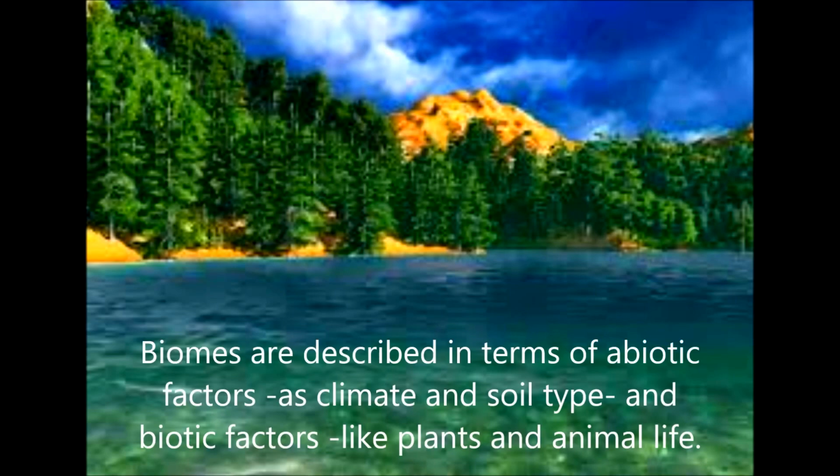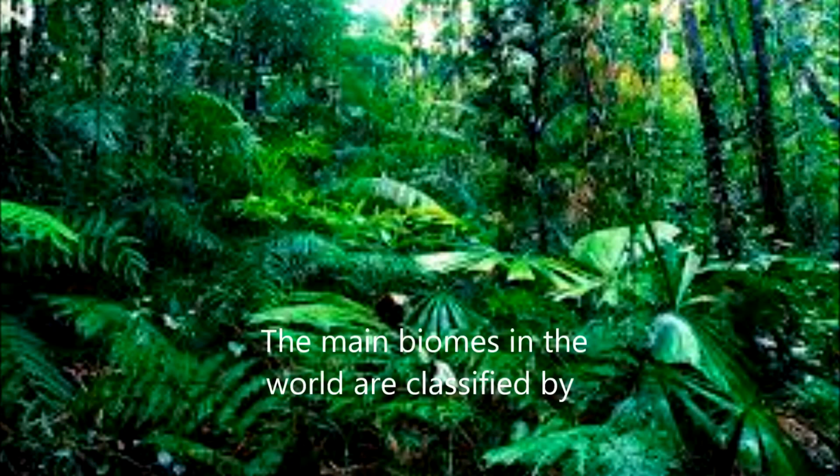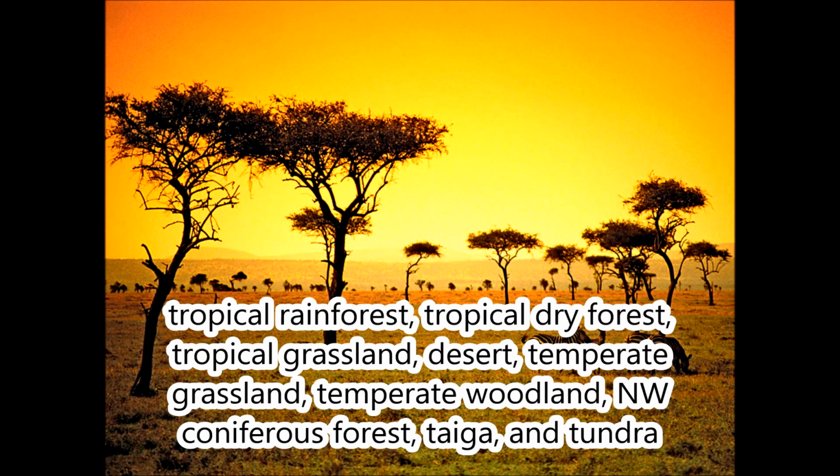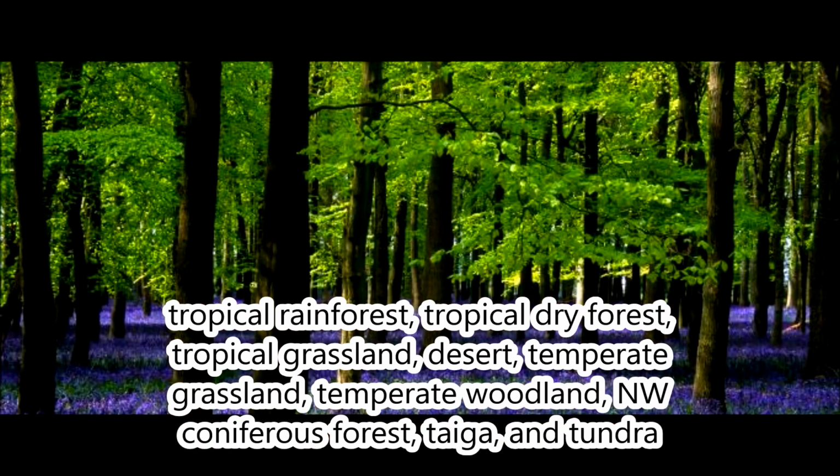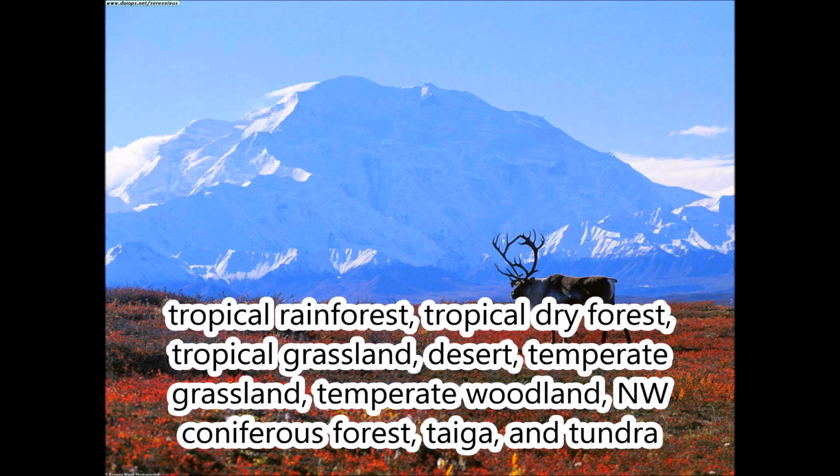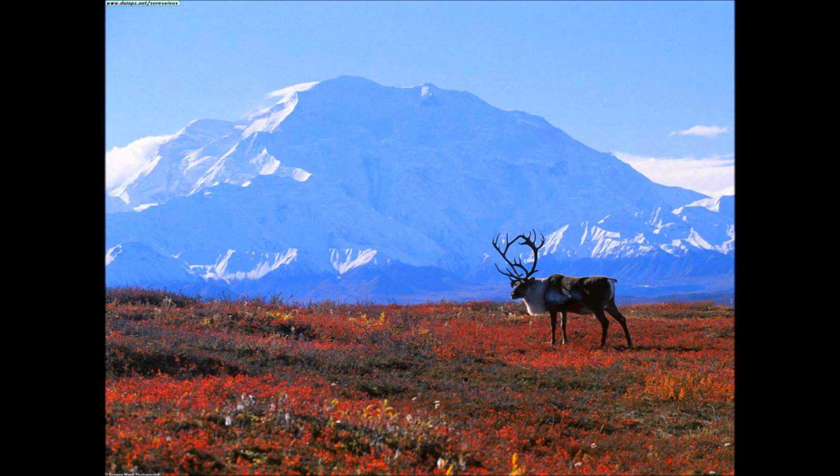Biomes. Biomes are described in terms of abiotic factors like climate and soil type, and biotic factors like plants and animal life. The main biomes in the world are classified by tropical rainforest, tropical dry forest, tropical grassland, desert, temperate grassland, temperate woodland, temperate forest, northwestern coniferous forest, taiga, and tundra.